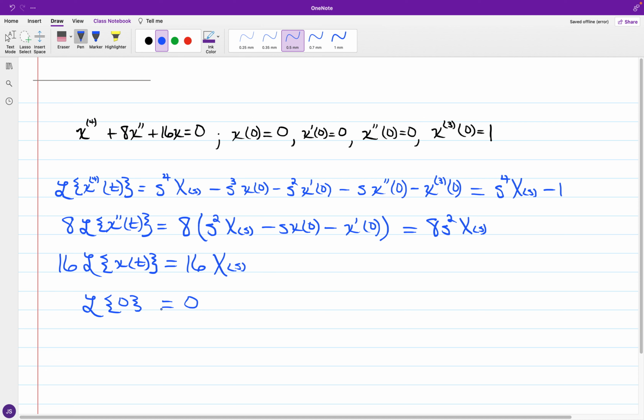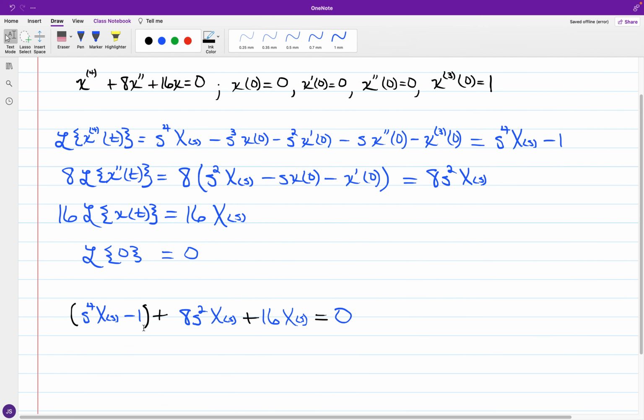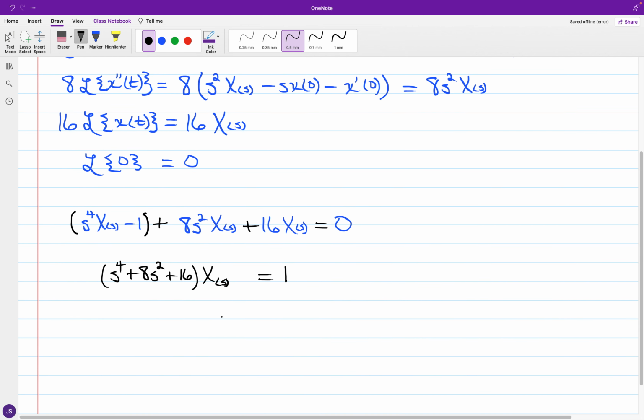And if we take what we have and rewrite the equation in terms of the Laplace transform terms, combining what I have with the Laplace transform variable X(s), again we have s to the fourth plus 8s squared plus 16 times the Laplace X(s), and we can move the constant 1 over, so this is equal to 1.